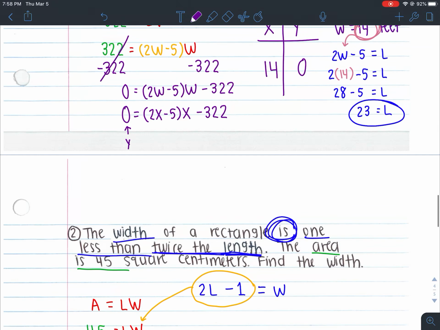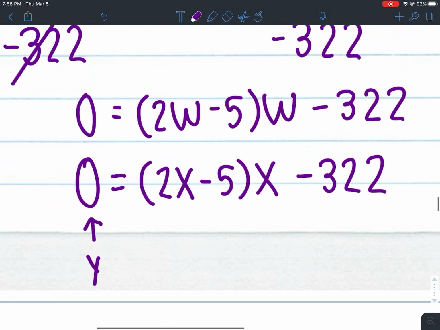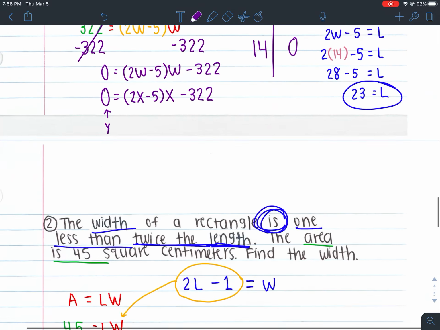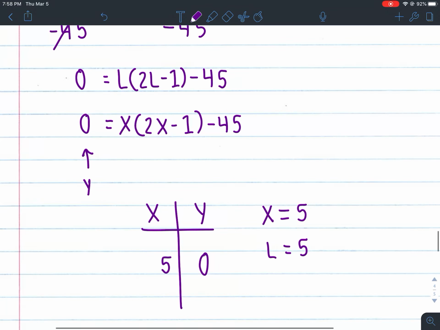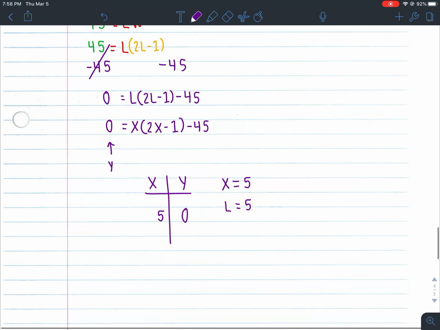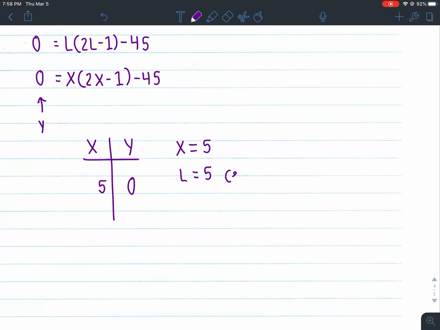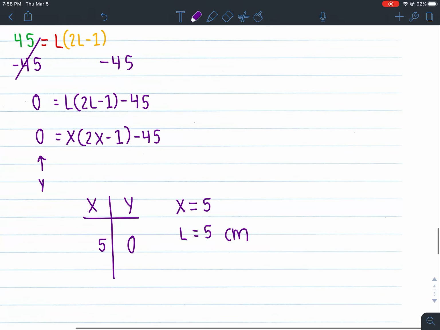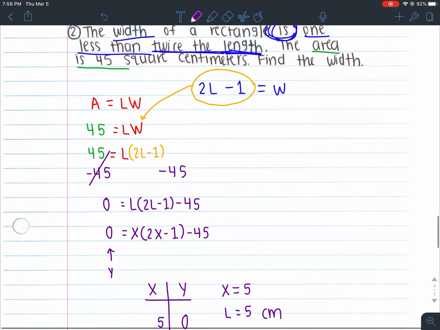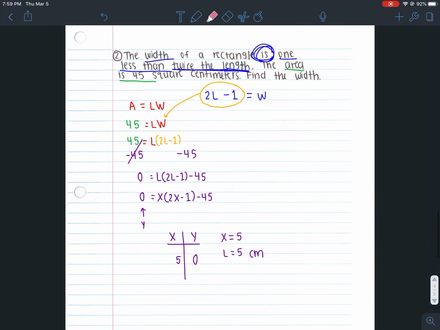So again, it's not always going to be the same in every problem, right? In the last problem, X was W. But in this second problem, X is L. Again, it depends. So that means X is equal to 5, which means length is equal to 5, which means my length is 5 centimeters. Okay? If the length is 5 centimeters, what did they ask me to find? Well, they asked me to find the width, so I haven't even found what they wanted me to find.